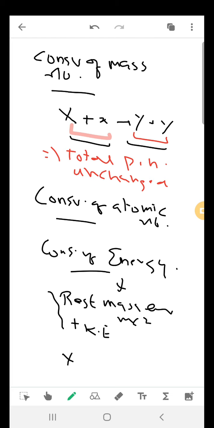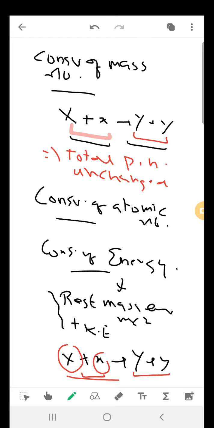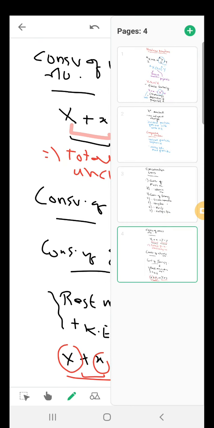So when we are doing this reaction here, this is the one which has the rest mass energy, and this is the one which has the kinetic energy. After the collision takes place, there should be a total energy. This total energy should be the same in the particles obtained after the nuclear reaction has taken place. So this is the conservation of energy. The next conservation is conservation of linear momentum.